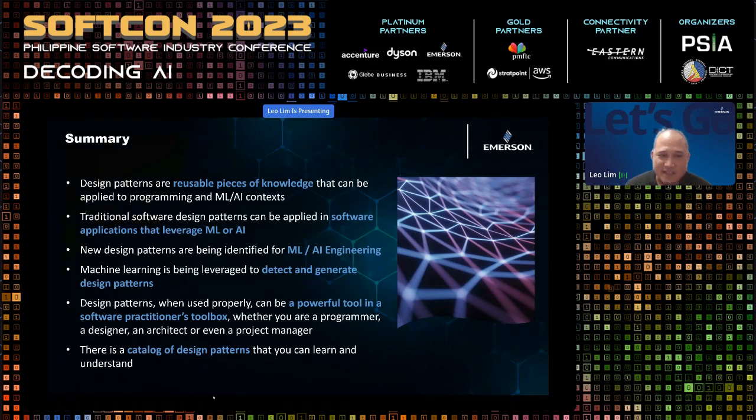Whether you're a programmer, a designer, an architect, or even a project manager, knowing these design patterns will help you develop your products more efficiently, and you can generate code more quickly. Again, there's a catalog of design patterns that you can learn and understand. I have the references and the sources at the end of this slide, so you can look at those. Typically the pattern documentation has a name, a problem where you apply it, and then some sample applications.